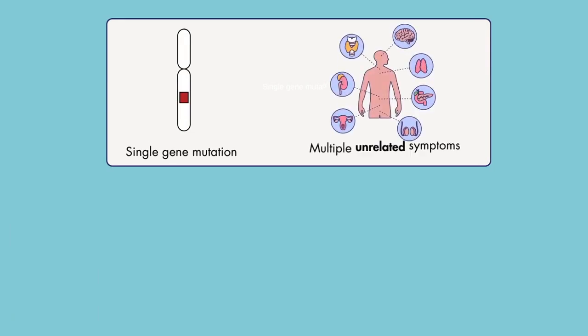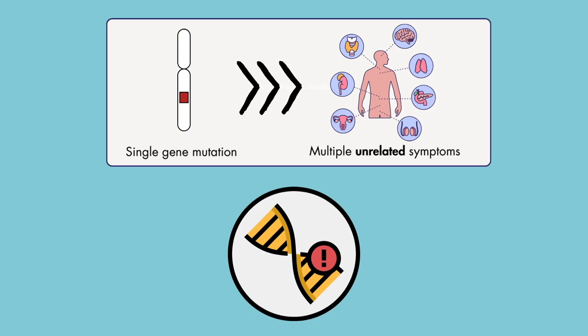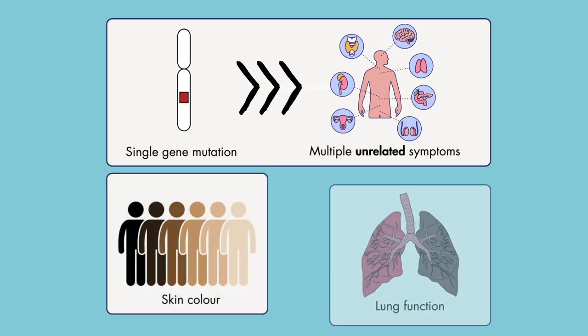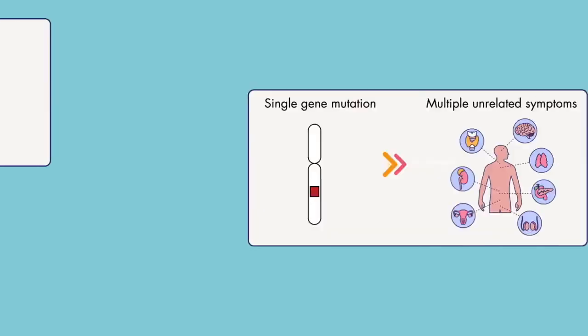Alright, let's move on to pleiotropy. Pleiotropy occurs when a single gene mutation causes a variety of seemingly unrelated symptoms. In other words, one gene can influence multiple traits, even if they appear completely different. For example, a mutation might affect both skin color and lung function, which seem unrelated but are connected through the same genetic change.